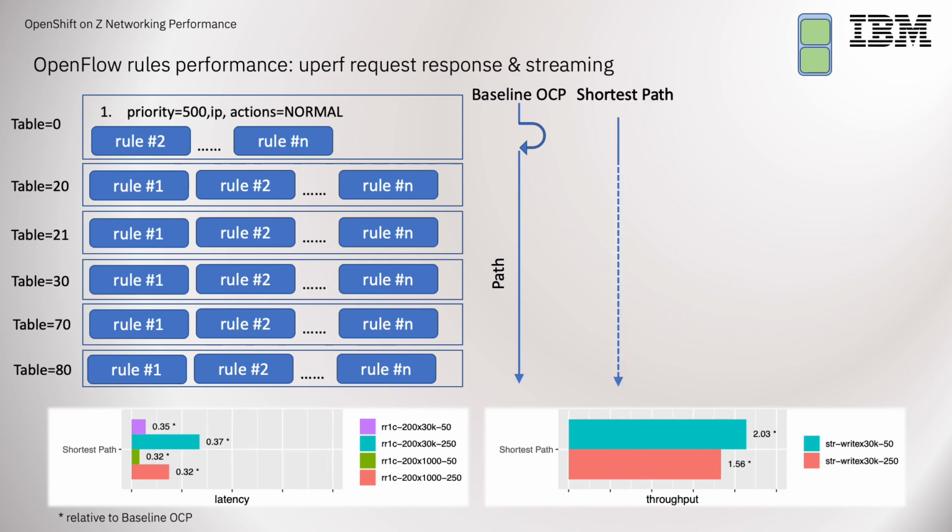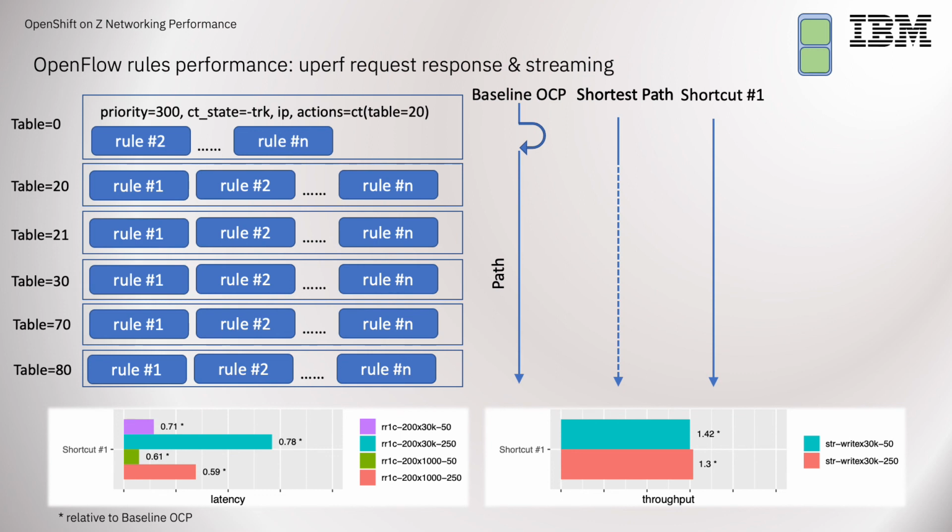Let's have a look at the shortest path we can find in the Open vSwitch pipeline of OCP. By changing rule number 1 in table 0, the entire pipeline hierarchy can be skipped. You can see that the latency drops to up to 32% compared to the baseline, and also the throughput doubles in the best case.